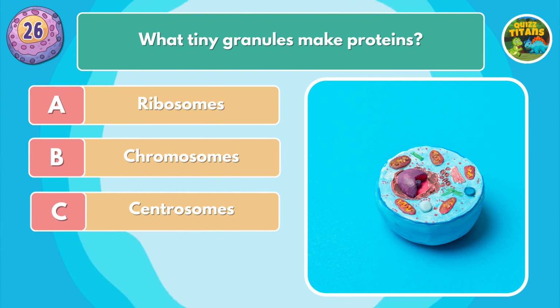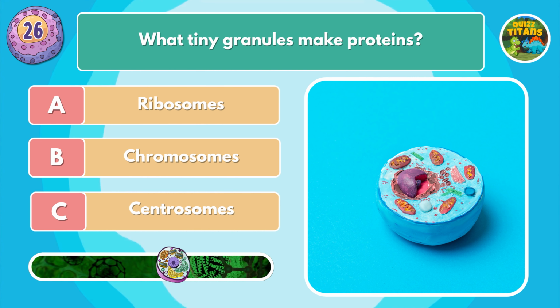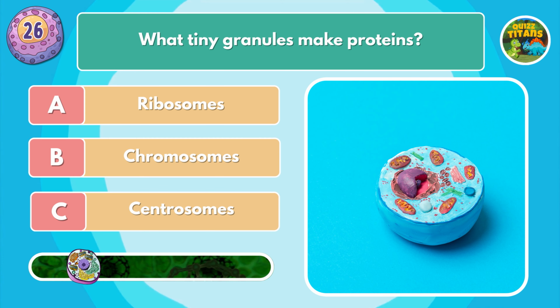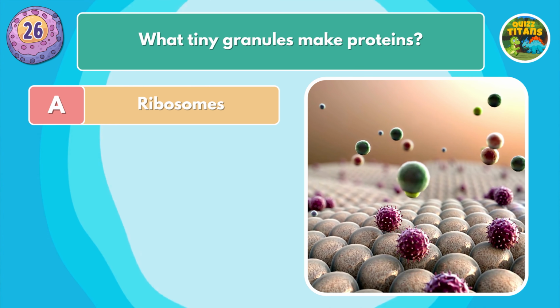Cells need builders to stay alive. What tiny granules make proteins? It's ribosomes. A single cell can have millions of ribosomes working together.